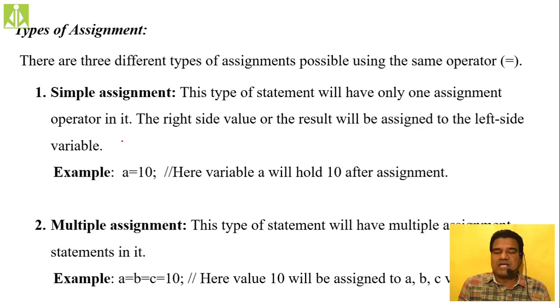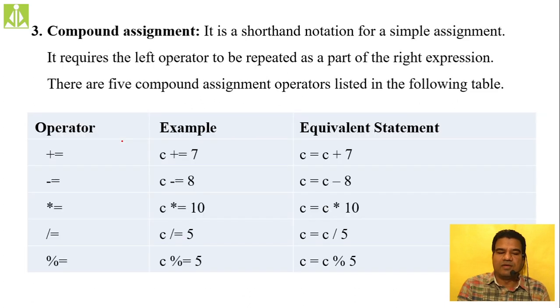Then we have types of assignment operators. There are three different types of assignment operators: simple assignment, multiple assignment, and compound assignment. With the help of this equals to notation only, we frame three different types of assignment operations. The first one is simple assignment, the second one multiple assignment, and the third one compound assignment, that we will see over here.